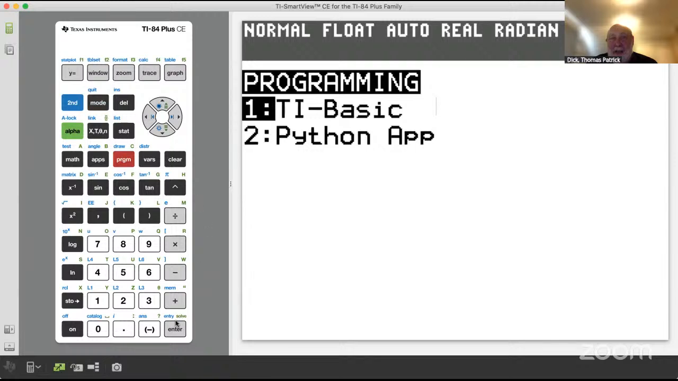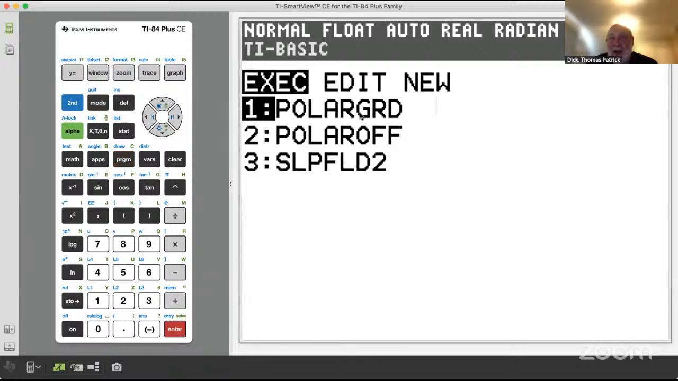It's a TI-BASIC program, and you can see I've got a couple of them here. One says POLARGRD, that's for polar grid. And the other one's even more simple, POLAROFF. It turns off that grid.